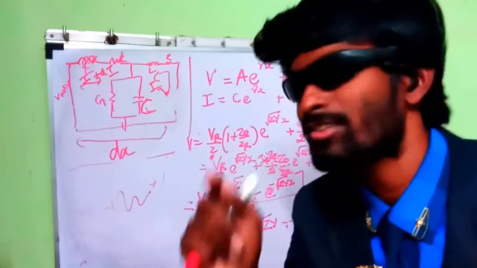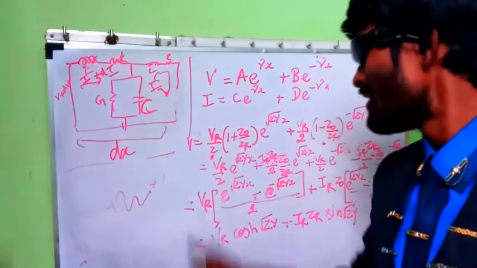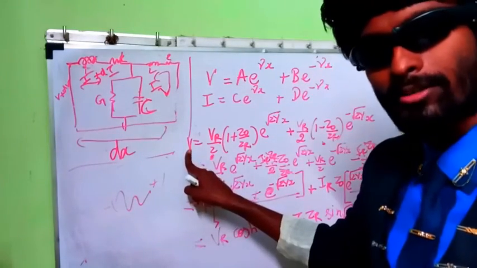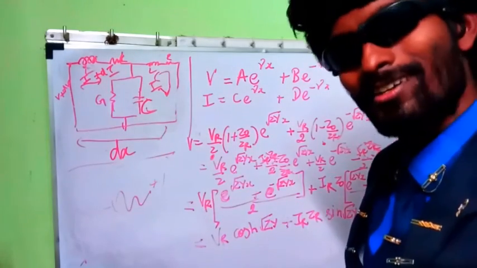Is it right? This is the whole derivation of your own house power supply. You got it right. Now you got the final V. Is it right? Now what do you do? Let me go for finding the I in the next video. Okay, thank you.